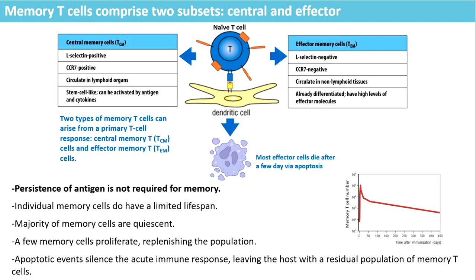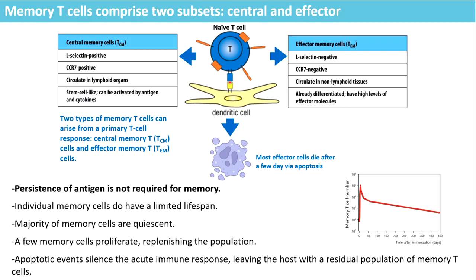in the non-lymphoid tissues. It's important to remember that individual memory cells do have a limited lifespan, and whilst quite a few of them are quiescent, some of them will proliferate, and this replenishes and keeps going that population of memory cells. But it's also important to remember that the effector cells will die after a few days through apoptosis, and therefore it's dependent on the central memory cells and effector memory cells for keeping our immunological memory going.